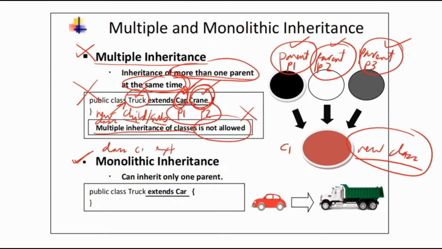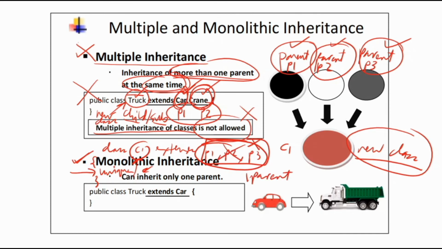Class C1 extends P1, P2, P3, and then open and close curly. But again, this is not possible. The syntax in Java allows only to specify in here one parent class only. Okay? We are not allowed to specify multiple parents, only one parent, and therefore we are allowed to do only monolithic inheritance, and we are not allowed to do multiple inheritance.